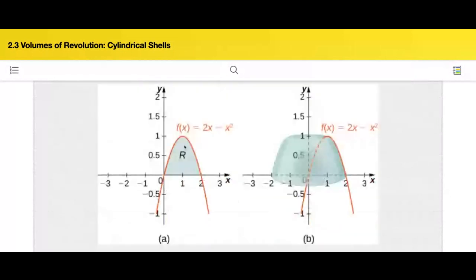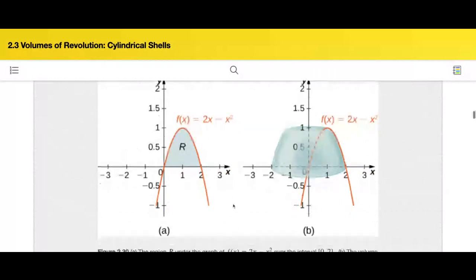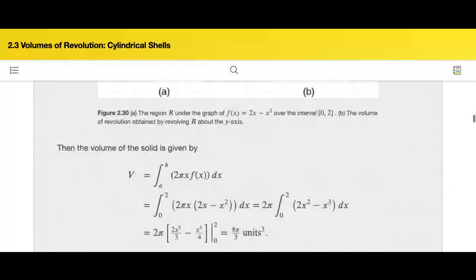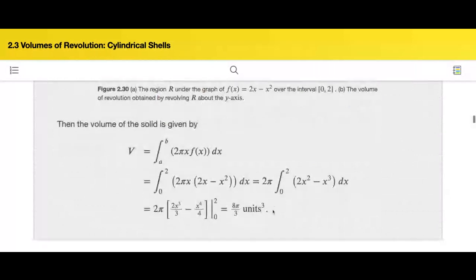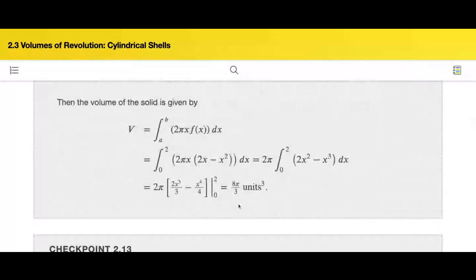So I have this piece of region below the downward parabola, above the x-axis. Now we're revolving this one over the y-axis. So we see the middle one is hollow. So we have 2 pi x f of x. So 2 pi x f of x is 2x minus x squared. Let me do the calculation. Get the 8 pi over 3.